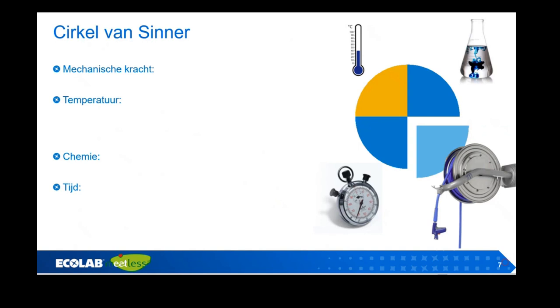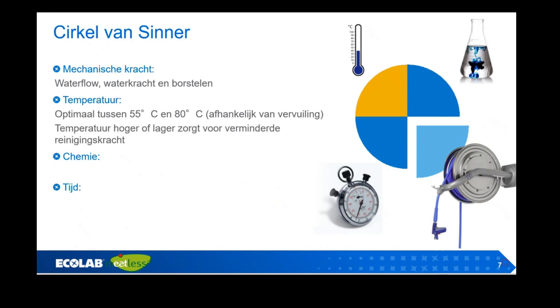So you have the mechanical force. We already discussed it's water flow, but brushing is also a mechanical force. Then you have temperature. Temperature has an optimum between 55 and 80 degrees, and it depends on the type of soil you have. For example, if you work with protein, you don't want to be high in temperature, because protein, like an egg, if you boil it, then it will denature.